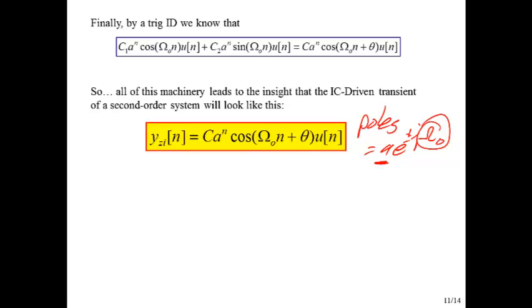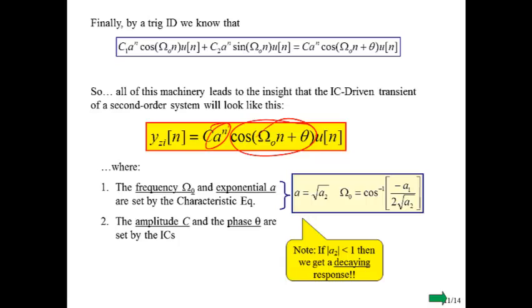So if omega 0 happens to be 0 or plus or minus pi, then this thing just turns into a constant rather than something that oscillates. So this behavior could be just a simple decaying exponential, or it could be decaying oscillations. So we can get either of those kinds of behavior from that.